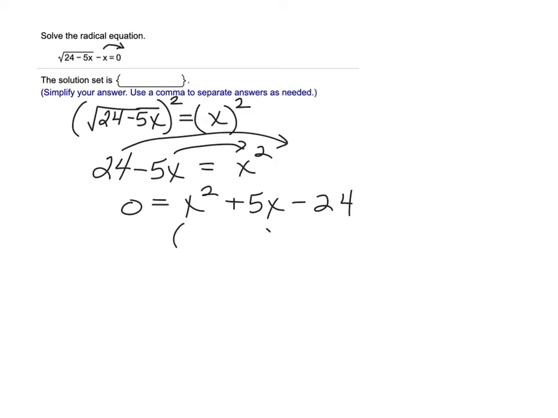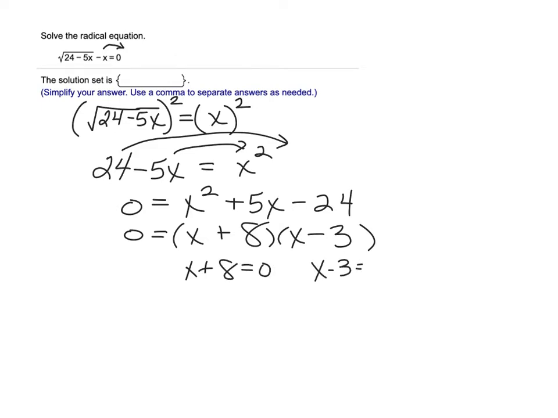Okay, and let's hope it factors, which I think it does. Let's see, 24 is 8 times 3, and I know that 8 minus 3 is 5, so that looks like it's going to work. So it factors into x plus 8 times x minus 3. And like always, you just set each factor equal to 0 and solve. We get two possible answers, negative 8 and 3.